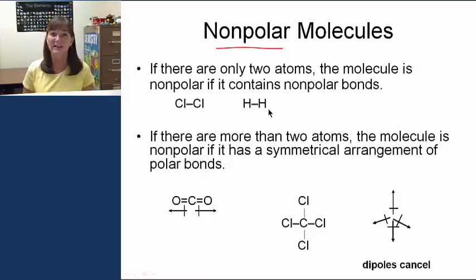If there's only two atoms, the molecule is going to be nonpolar if it contains nonpolar bonds. So if the electrons do not shift in the bond, then the molecule is going to be nonpolar. If the electrons shift, then the molecule is going to be polar. So basically, if you only have two atoms, then the polarity of the bond is also going to equal the polarity of the molecule. Now, if there are more than two atoms, then the molecule is nonpolar if it has a symmetrical arrangement of the polar bonds. So it turns out that you can have polar bonds in a molecule, but then the molecule itself is nonpolar.